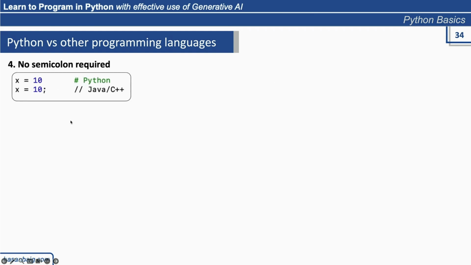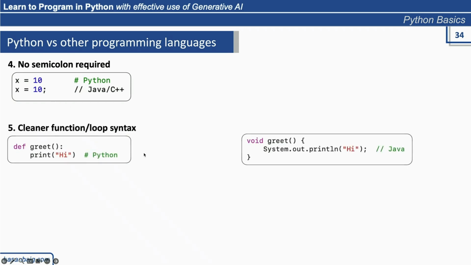No semicolon required. So here x equals 10 in Python, you would write it like this, and in Java, every statement, every line has to be finished with a semicolon. Similarly, clear function or loop syntax. In Python, it is a definition: you use the keyword def, the name of the function, and whatever you want to write in. In Java, you have to use some awkward keywords like void. You may not be able to understand that, but here void means this function is not returning anything. Otherwise, you need to define the type of the function's output.